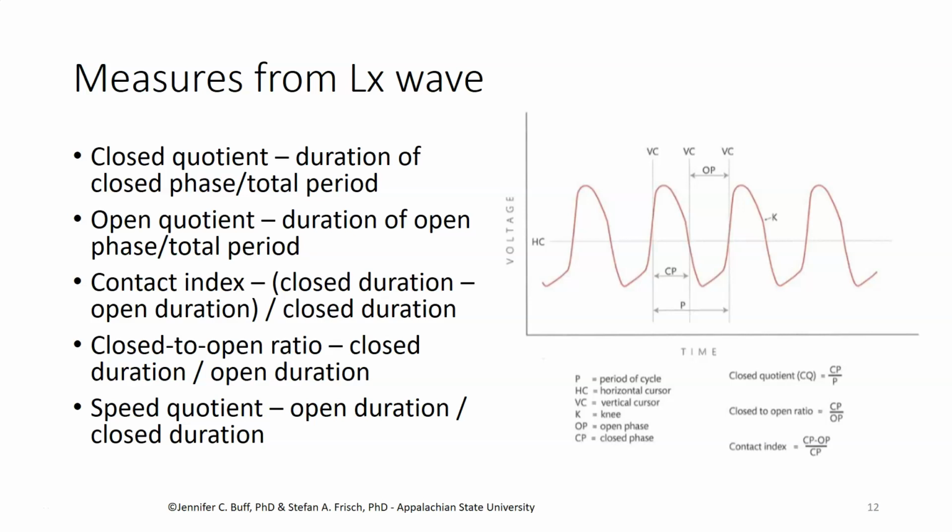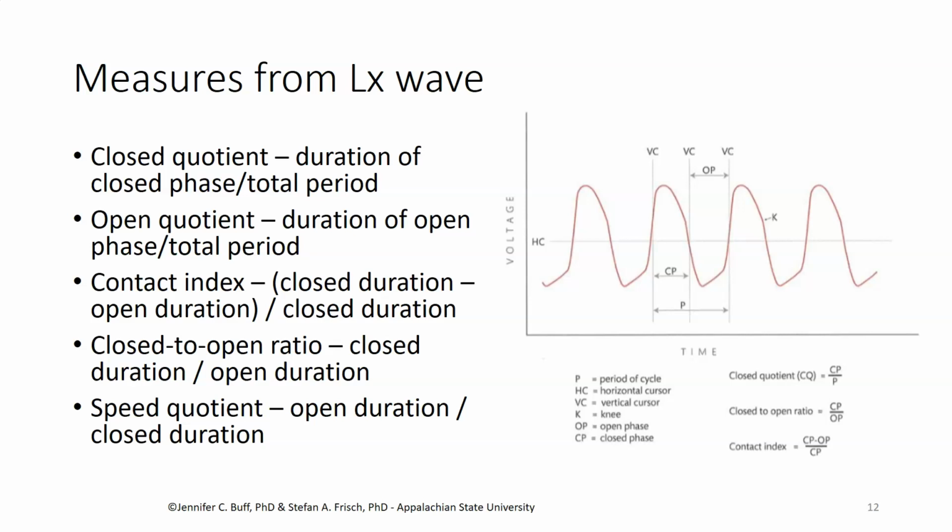The open quotient is just like the closed quotient, but it focuses on the open part instead. So in either case, it's a percentage of the duration that is spent either closed or open. If you add the two of those together, you should come up with a total of 1 or 100%.